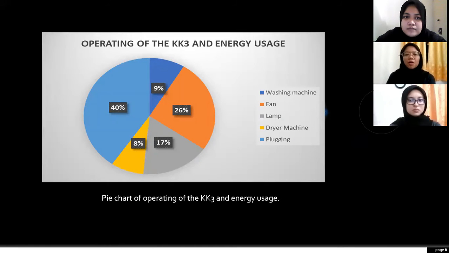Okay, here we can see the pie chart of operating of the KK3 and energy use. We can see that most students use more energy for plugging, which they use to charge laptops and also charge handphones. They also use more energy for the lamp and dryer machine. Okay, the smaller energy that students use is the washing machine. So next, I would like to pass to the next presenter.